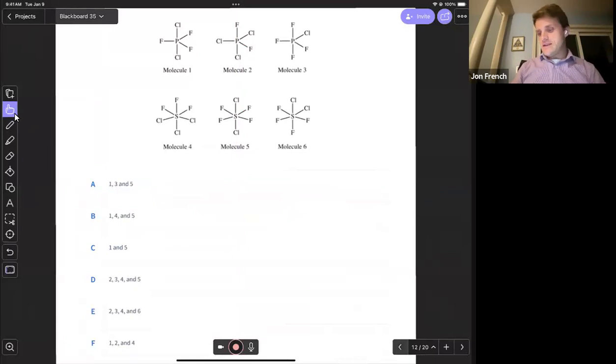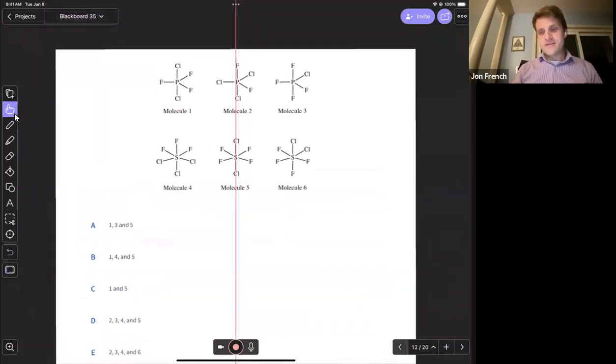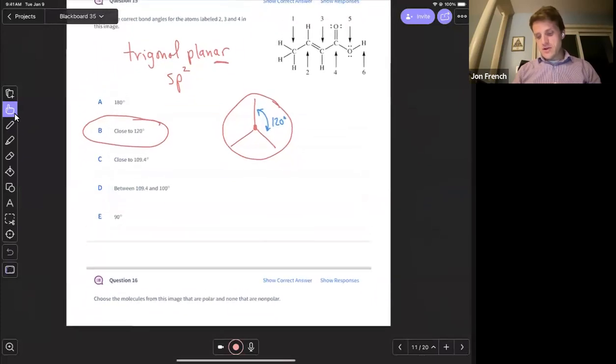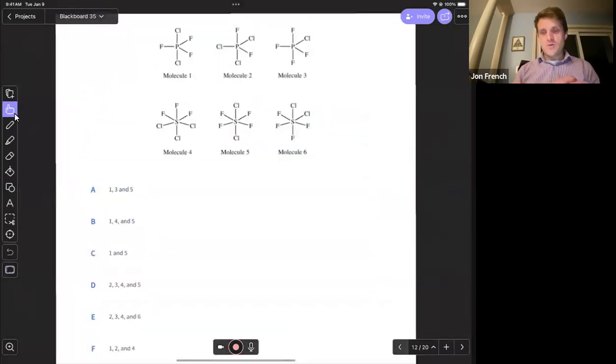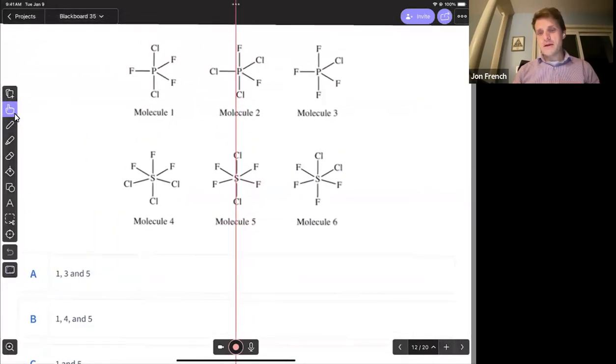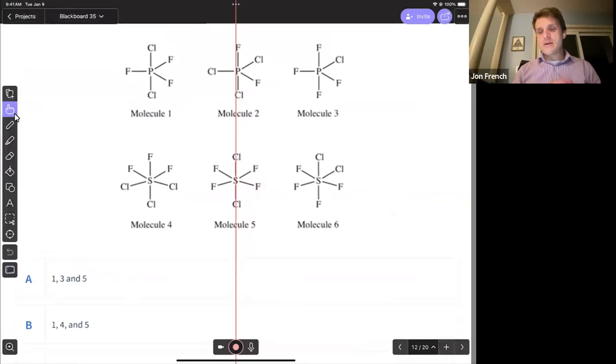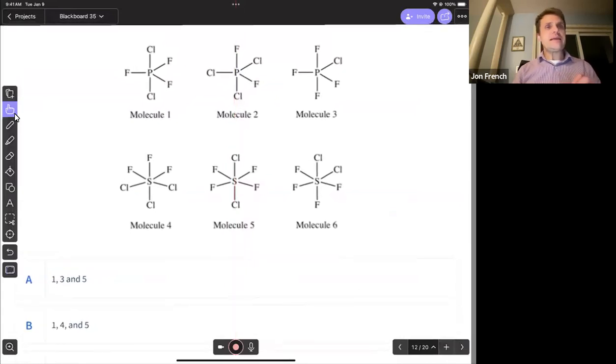Question 16 is asking which one of these is polar, I think. Choose the molecules from this image that are polar and none that are non-polar. So polarity, a lot of you have asked about polarity, so we'll talk about it a little bit more here. What we need for a molecule to be polar is a lack of symmetry. We need an imbalance in the symmetry of a molecule.